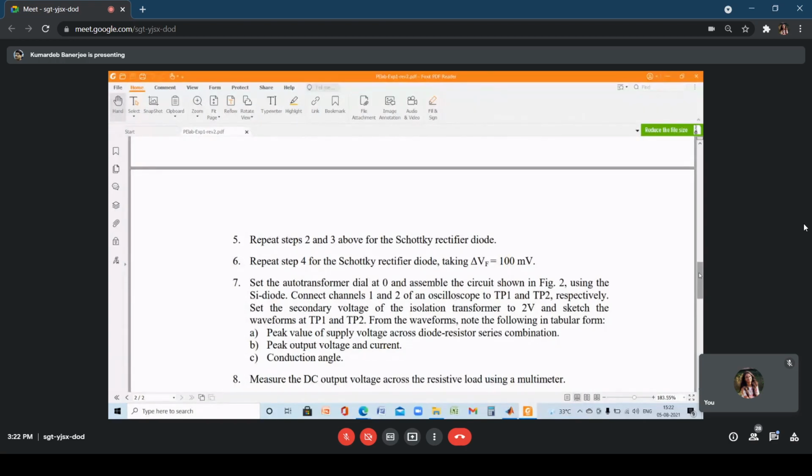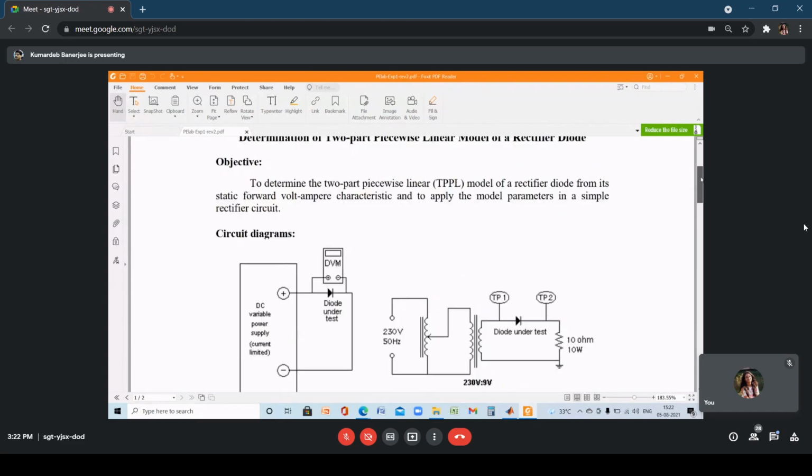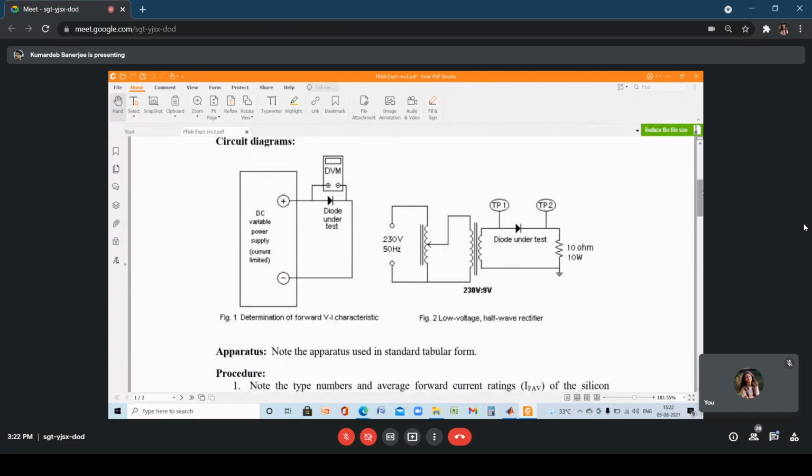And second is, the diagram shows that it's a 230 volt, 9 volt step down transformer. So if I apply a 230 volt, okay, just give me 1 minute.